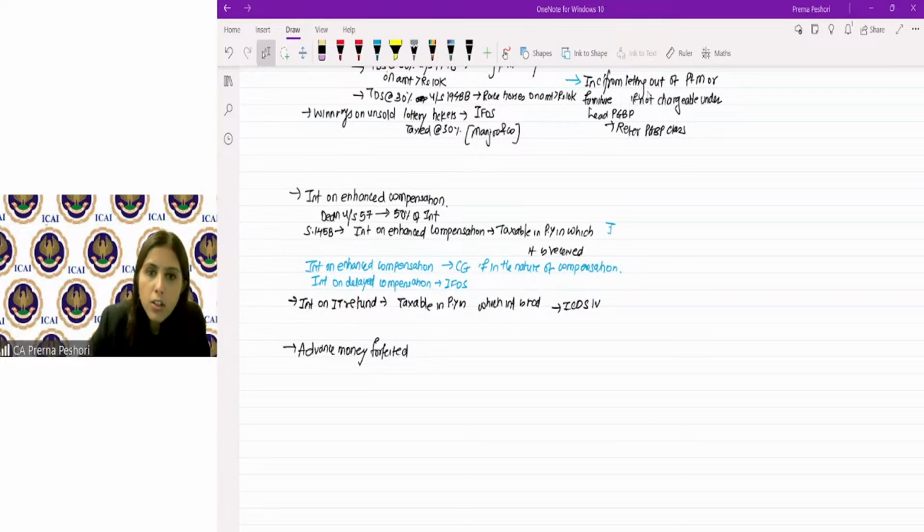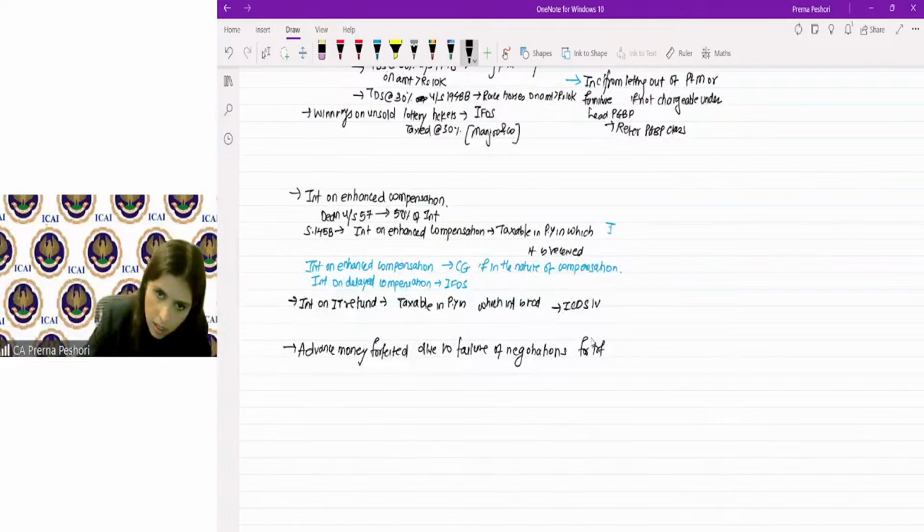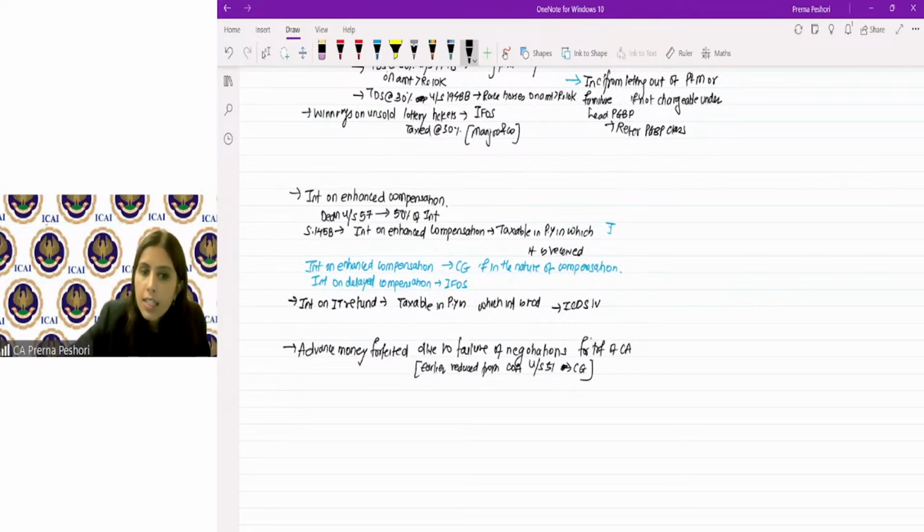So advance forfeited due to failure of negotiations for transfer of a capital asset is going to be taxed under income from other sources. You can write here: earlier reduced from cost of acquisition under section 51, capital gains. Yes, are we clear? Okay.